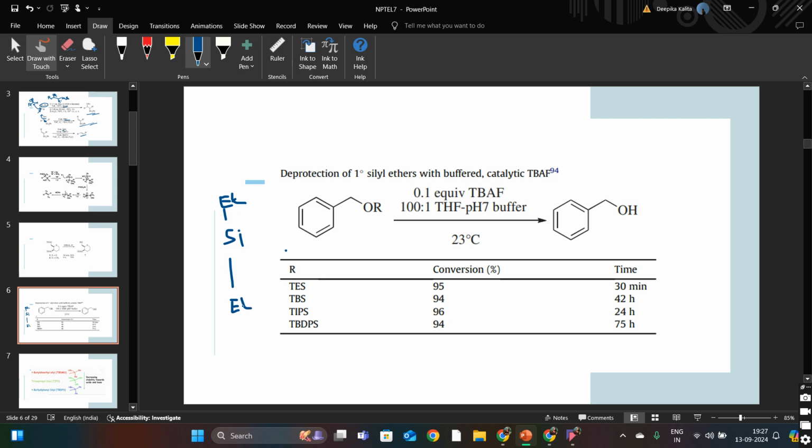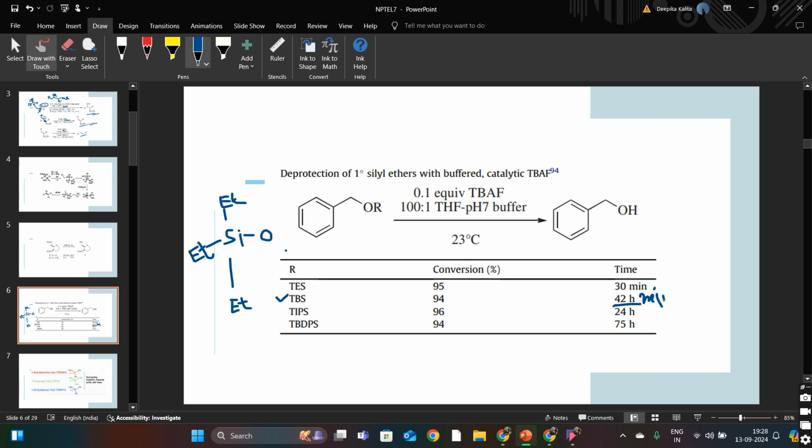That group is taking only 30 minutes to get deprotected after breaking the oxygen-silicon bond, okay. Then if we move to a more bulky group, which is TBS or TBDMS, it is taking 42 minutes, okay.